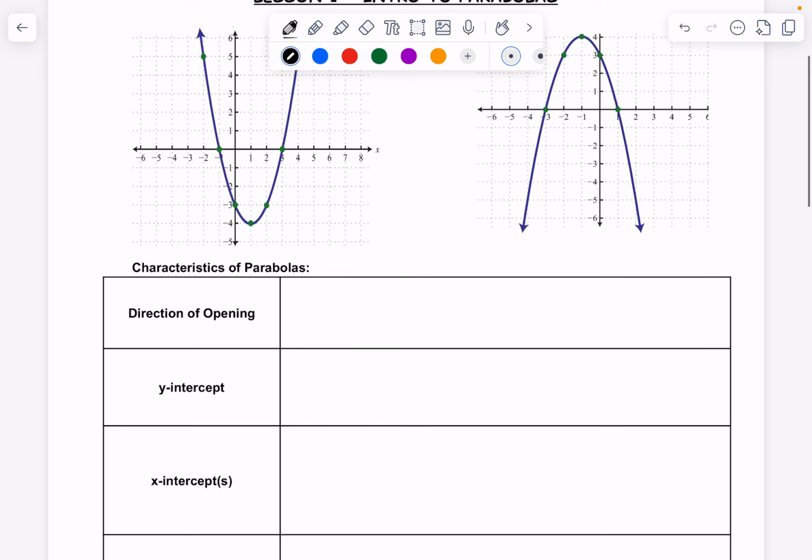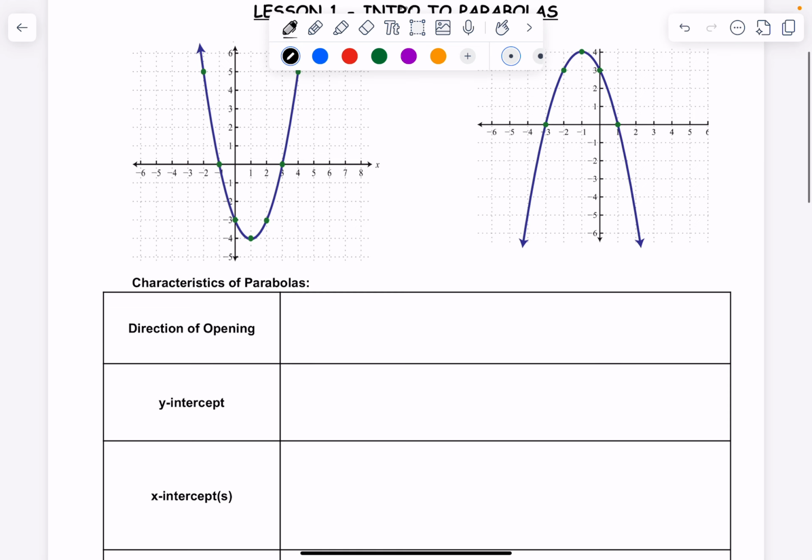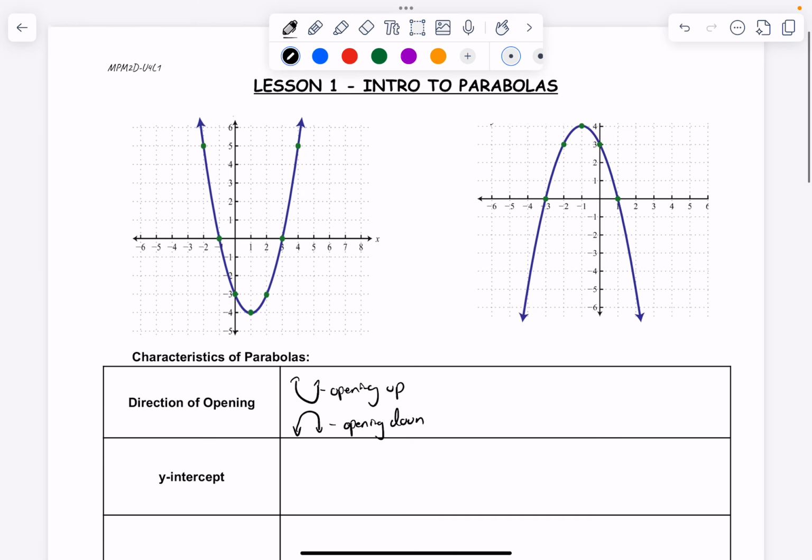All right, well, direction of opening. What does that mean? Well, that's this whole idea of does it look like a bowl, opening up, or does it look like it's opening down? Like this would be opening up. And then if it was going like this, it would be opening down, all right? Like the ends are pointing down. So if we look over here, this first one is an opening up parabola. And over here, this is an opening down parabola.